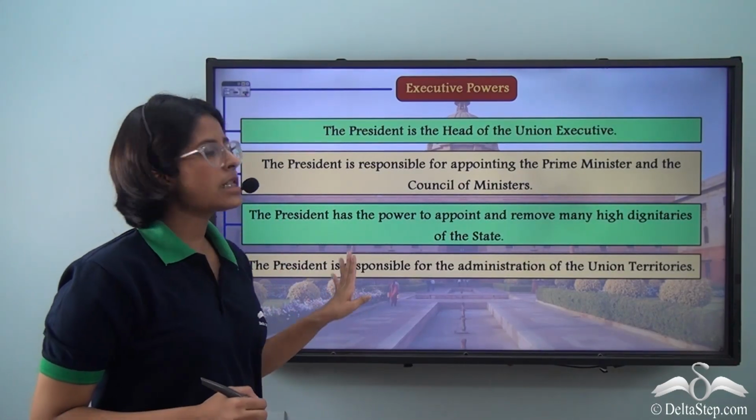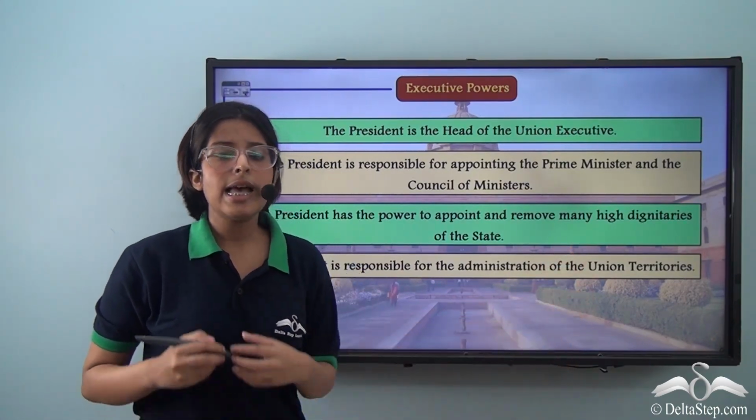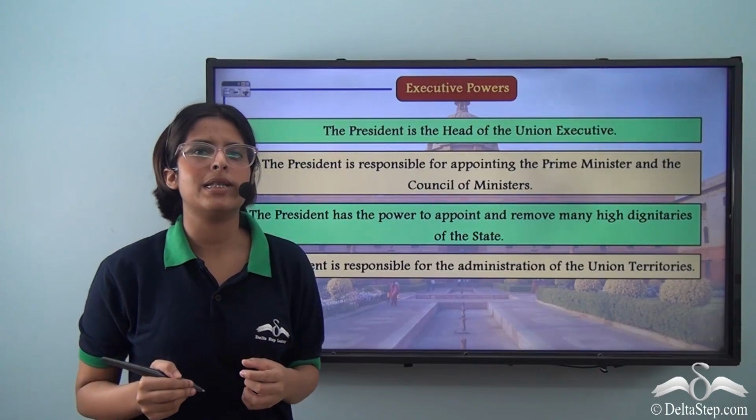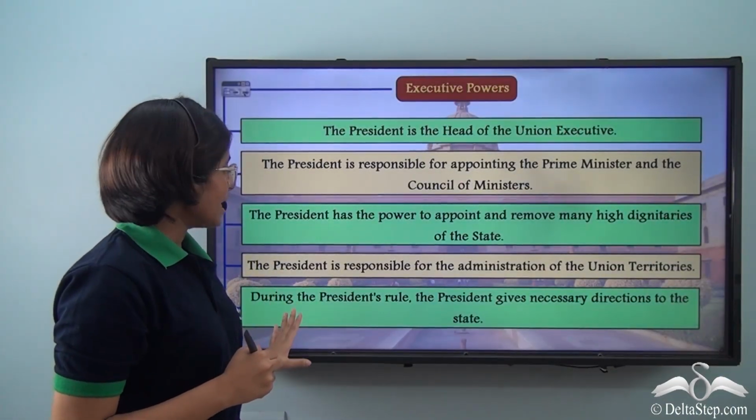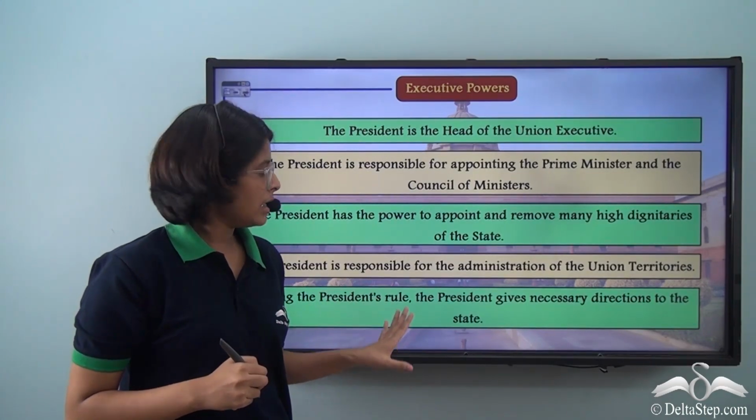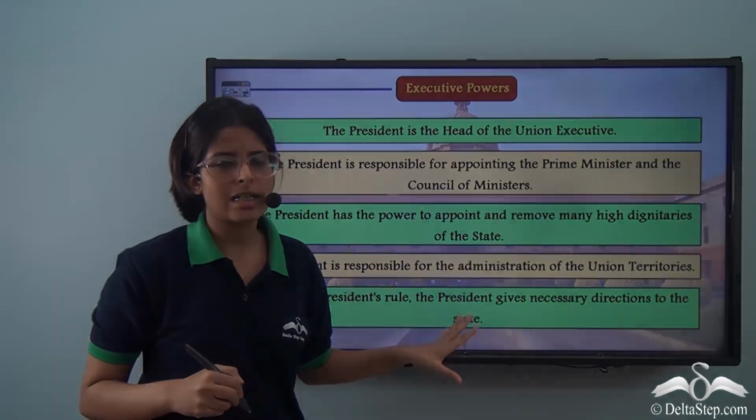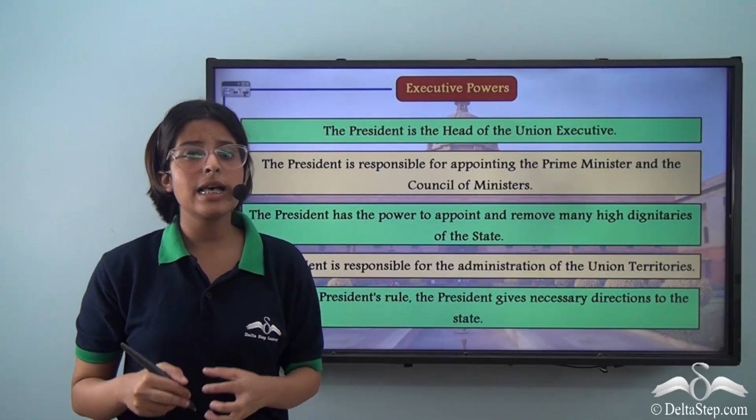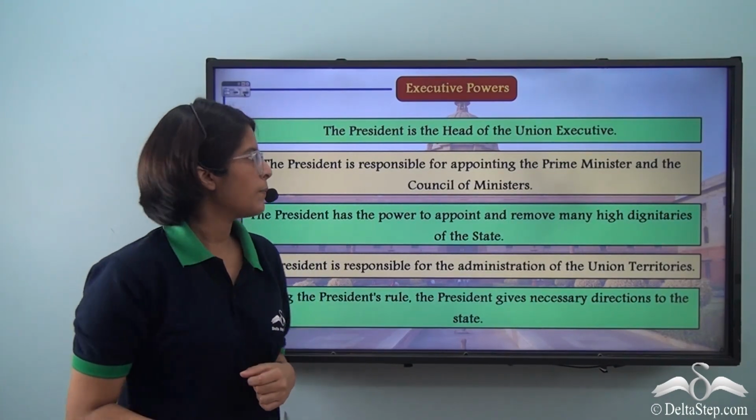Fourthly, the president is responsible for the administration of the union territories, and he acts through an administrator who helps him. The fifth executive power is that during the president's rule, the president gives necessary directions to the state. Since the union executive has power over the states, the president can give necessary directions to the states.